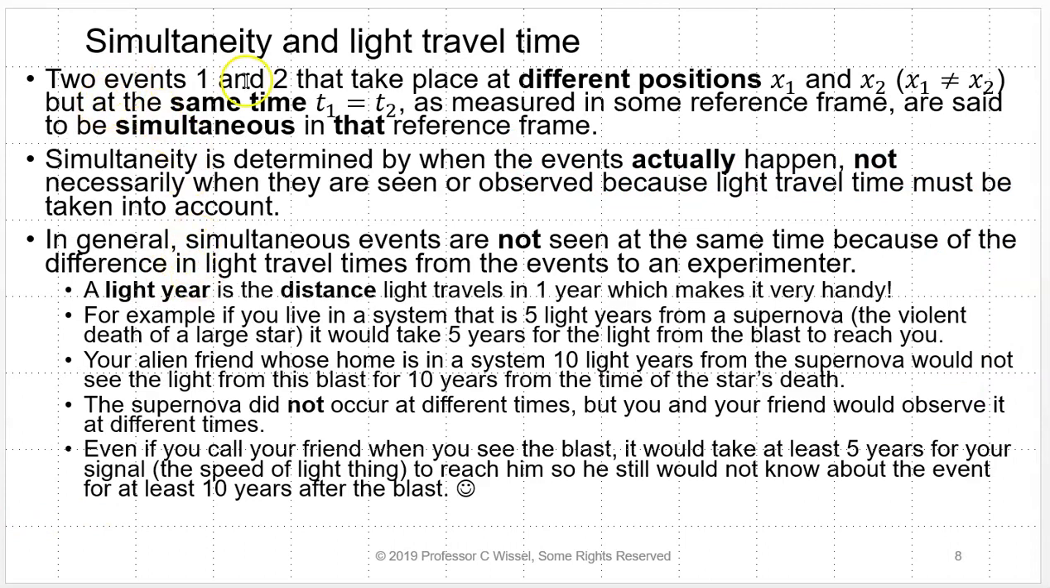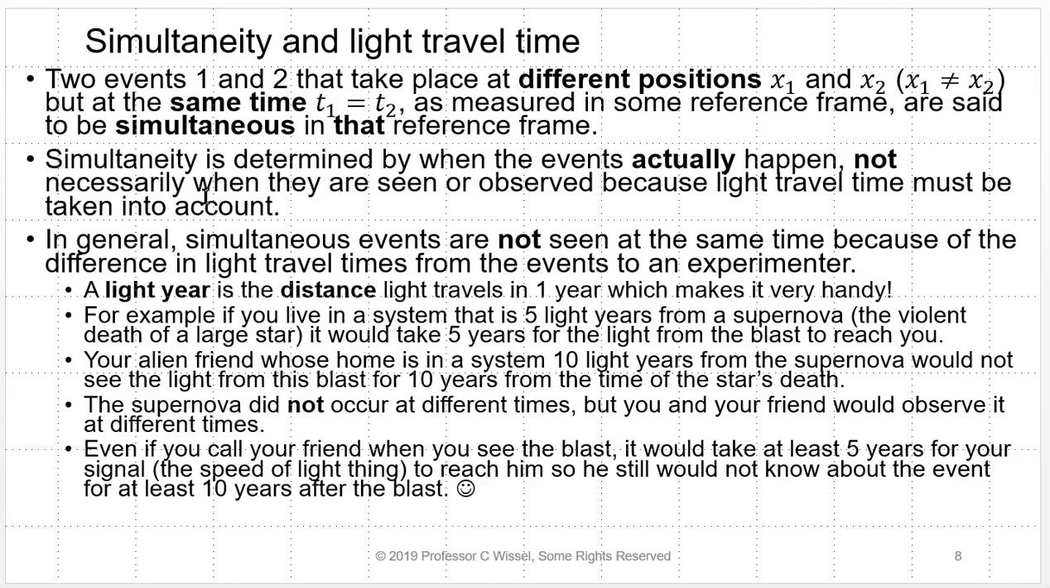Now, simultaneity and light travel time. 2 events, 1 and 2, that take place at different positions, x1 and x2. In other words, x1 is not equal to x2, but at the same time, t1 equals t2, as measured in some reference frame, are said to be simultaneous in that reference frame. Simultaneity is determined by when the events actually happen, not necessarily when they are seen or observed, because the light travel time has to be taken into account. In general, simultaneous events are not seen at the same time because of the difference in light travel times from the event to an experimenter.